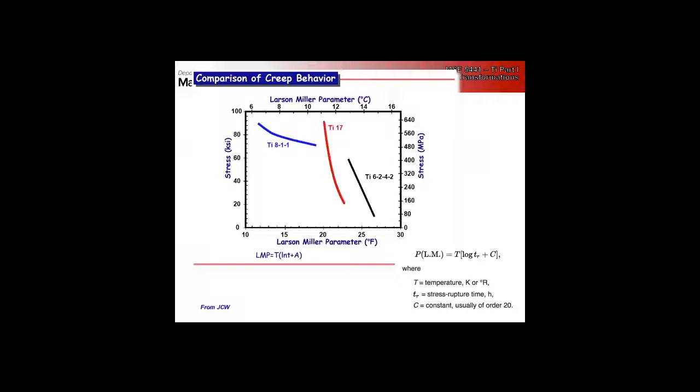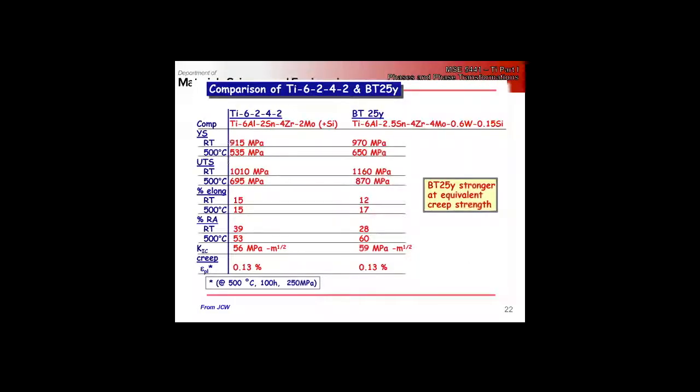There's a sort of a design question, and so again, just some comparison of properties. I don't expect you guys to memorize these. These are really for reference. What is important is understanding the alpha-beta microstructure and how it connects broadly to the properties.